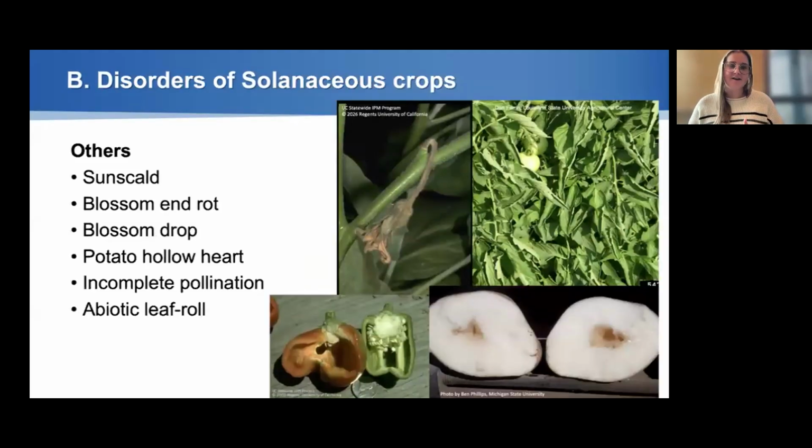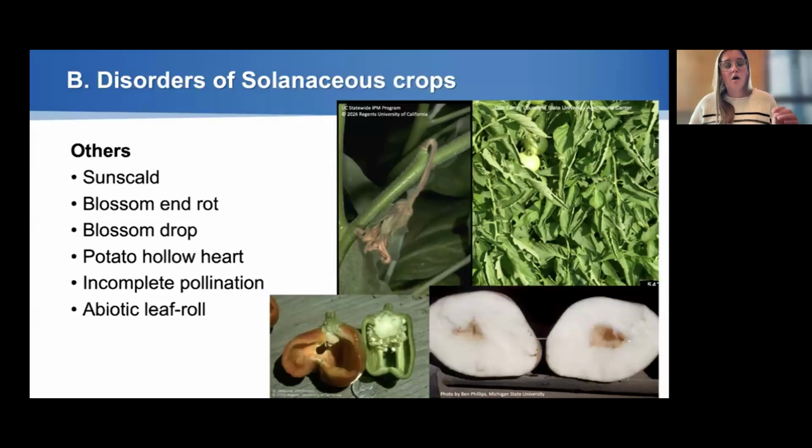So for other solanaceous crops, there's quite a few issues that you may still encounter. Of course, sun scald, blossom end rot, blossom drop, which can also happen on tomatoes. Blossom drop is when the blossoms just fall off. They just go away. And this can be due to excess heat or cold, poor pollination, excess nitrogen, because nitrogen is going to push the plant to grow vegetatively and not necessarily for flower production. So blossom drop can be caused by a number of things.